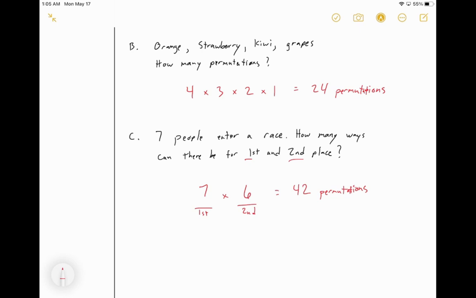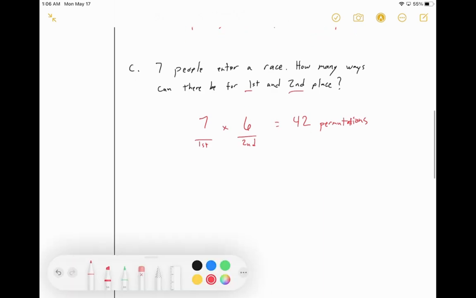So really, you always take the top one, the one with the full amount of people, or the full amount of fruit or whatever it may be. That's the first one. And then you go to as many spots as you need. Sometimes it goes all the way if it asks for all the different things, or it might stop and say, okay, I only want the first 2 spots, or I only want 2 things. So let's do maybe another example or two.